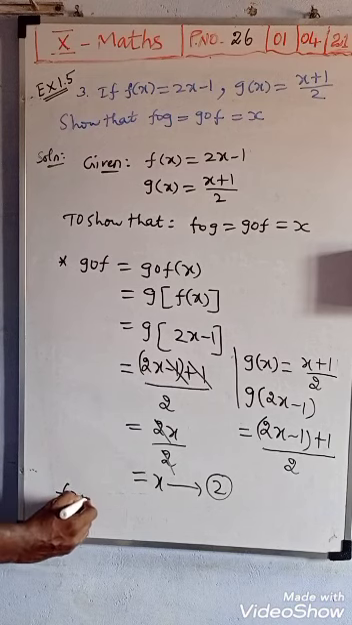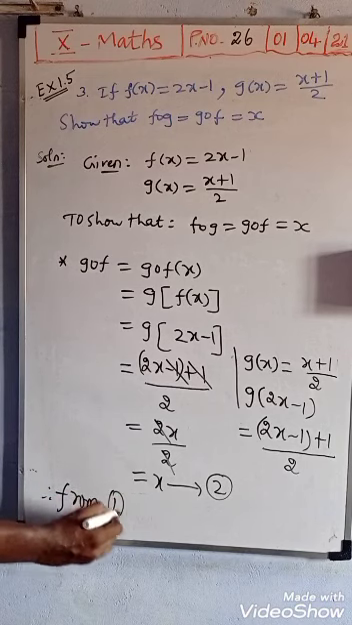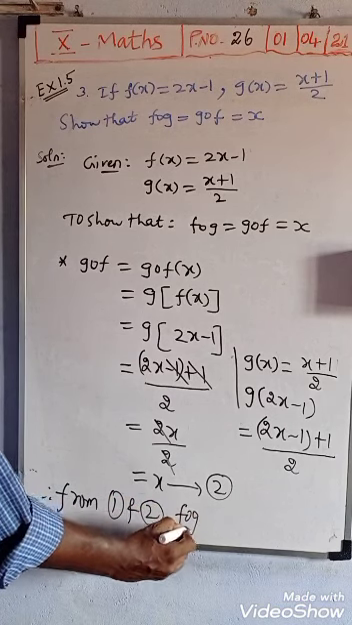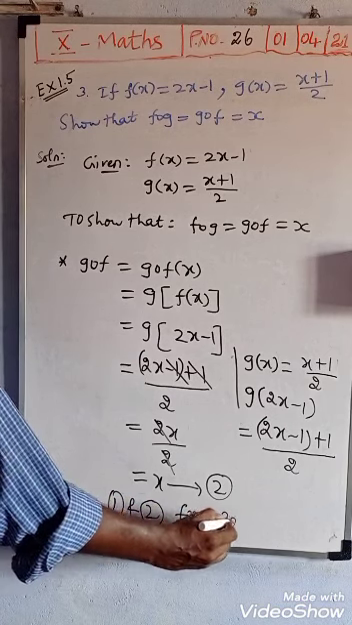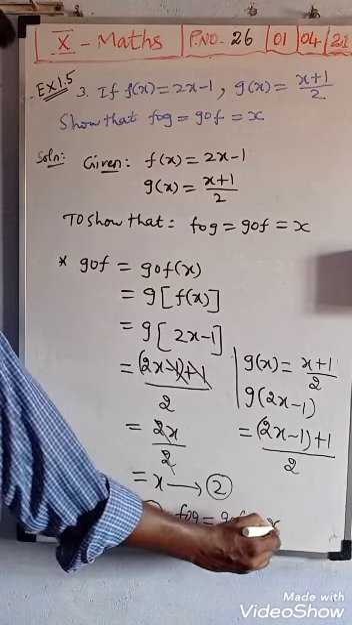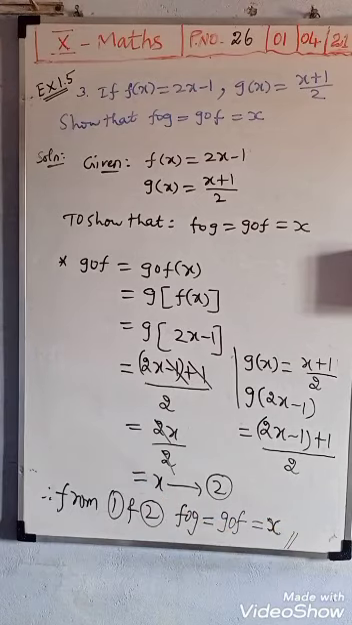Therefore, from 1 and 2, F composition G is equal to G composition F. We received x.